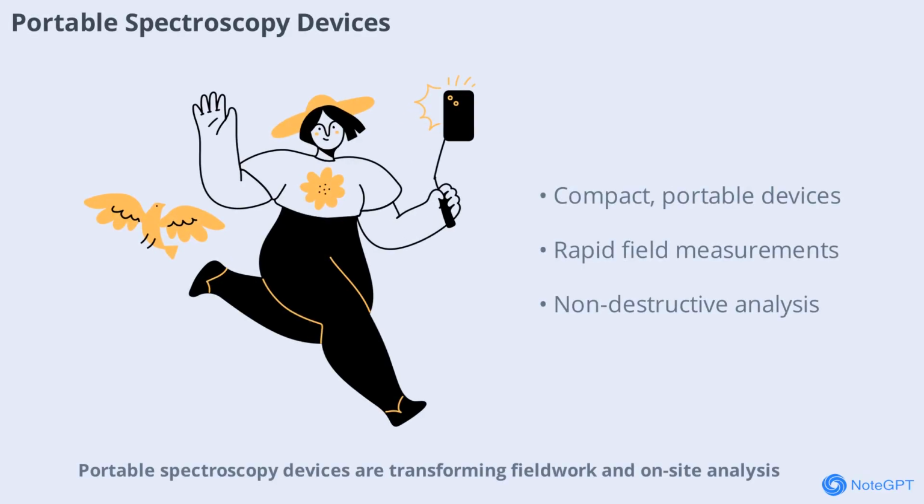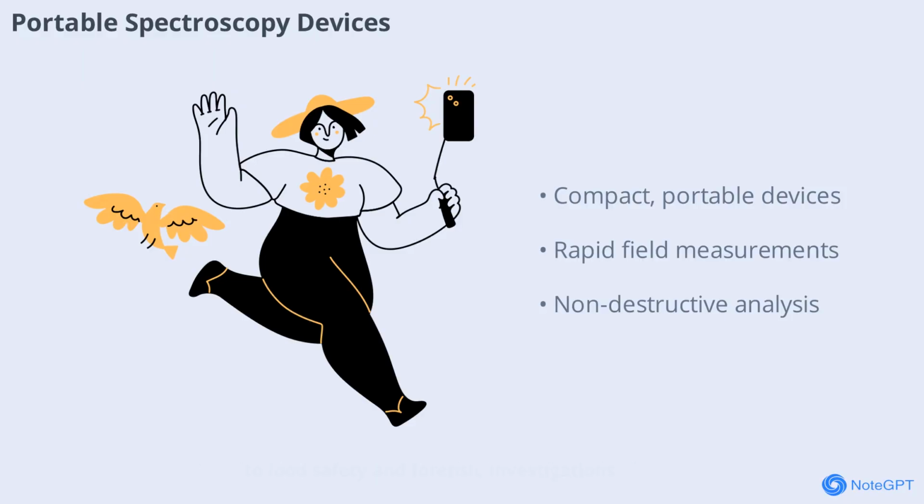Portable spectroscopy devices are transforming fieldwork and on-site analysis. These compact instruments allow scientists to perform rapid, non-destructive measurements outside the laboratory. Applications range from environmental monitoring to food safety and forensic investigations, making spectroscopy more versatile than ever.